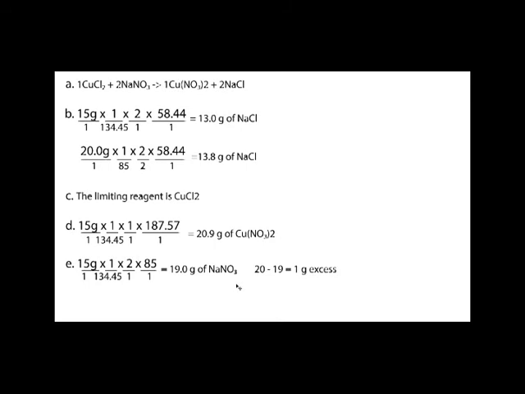This value is the amount of sodium nitrate necessary to perfectly react with the given amount of copper 2 chloride. By subtracting the given 20 grams by the newly calculated 19 grams, the amount of excess reagent is 1 gram.